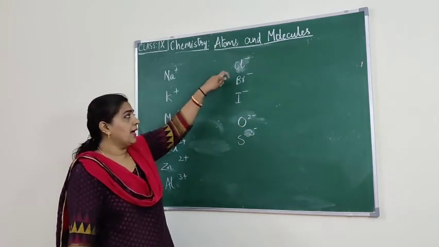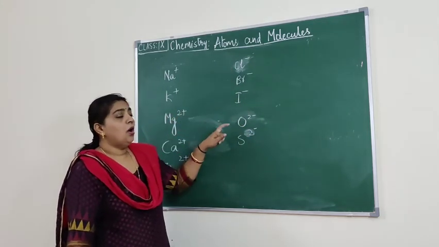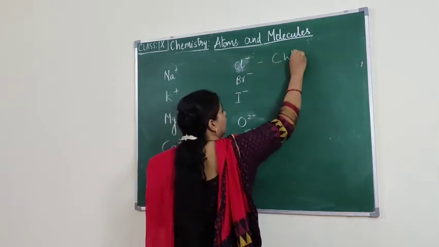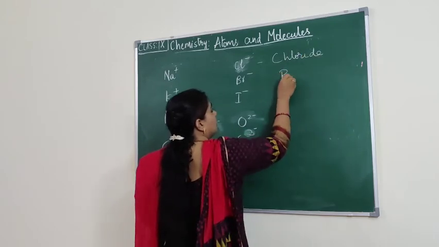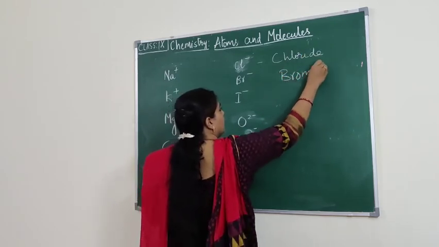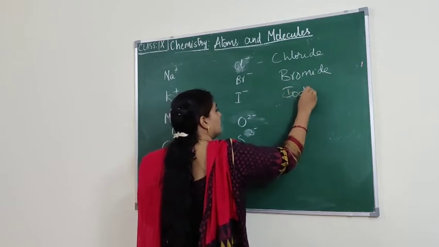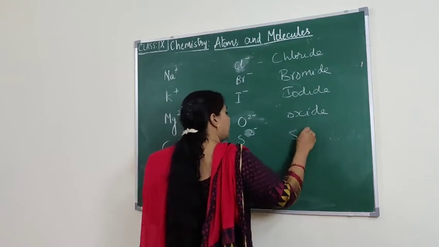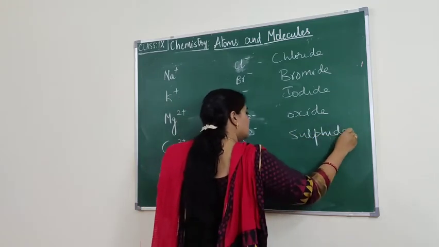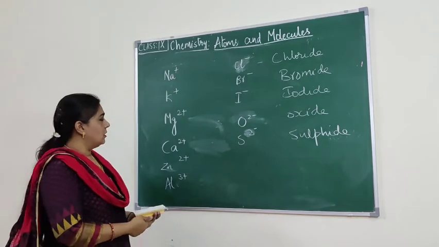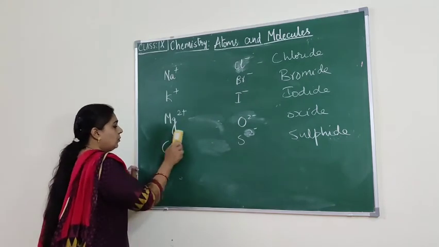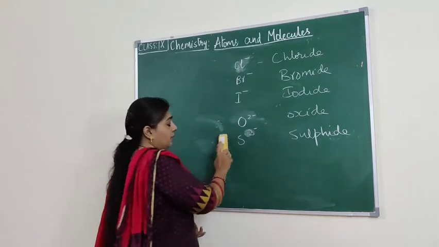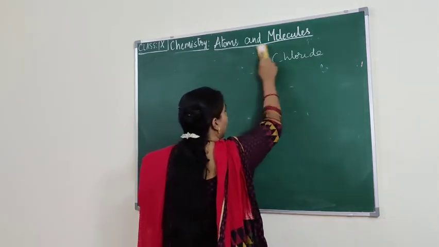That is chloride, bromide, iodide, oxide and sulfide. So this is the chloride ion, bromide, iodide, oxide and sulfide ions. Okay, so these are ions. So let us see how to write formulae, the formula of different compounds.